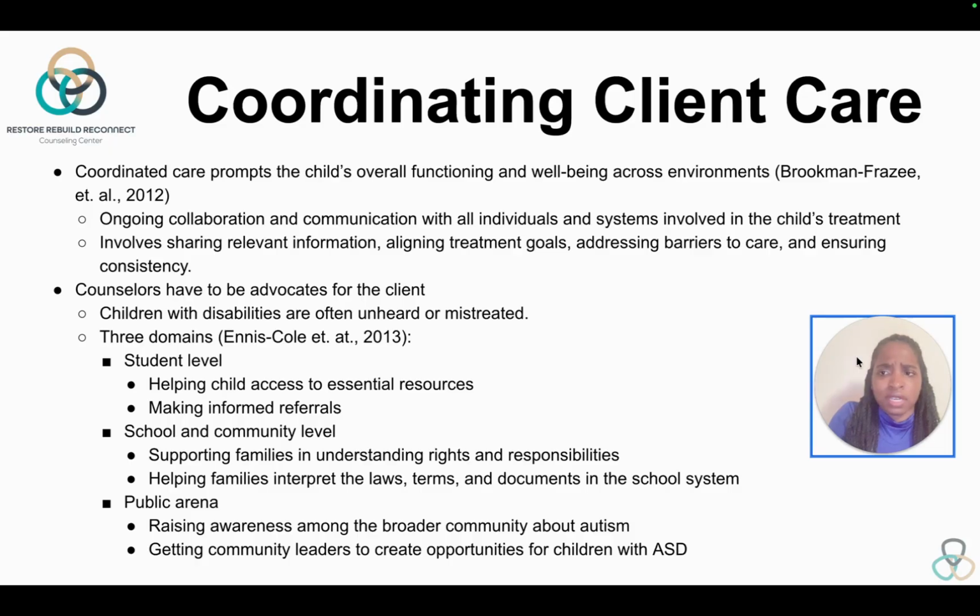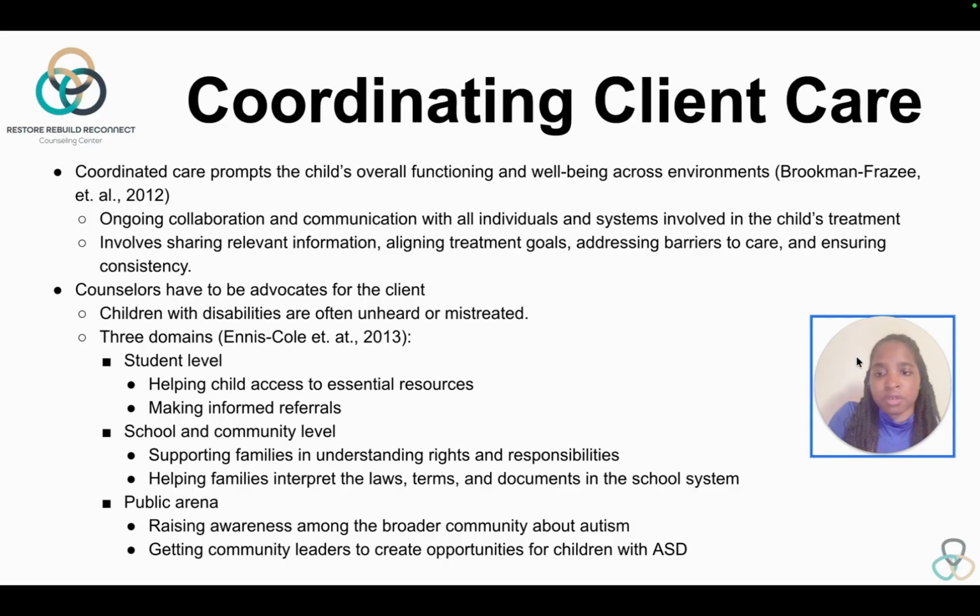Systems, a lot of the times, they don't really like to listen to people with autism, and so it's kind of helpful for counselors to help give a voice to people who are unheard. So advocacy can happen on different levels, such as micro levels, which occurs on a smaller scale, and also a macro level, which is a larger scale.